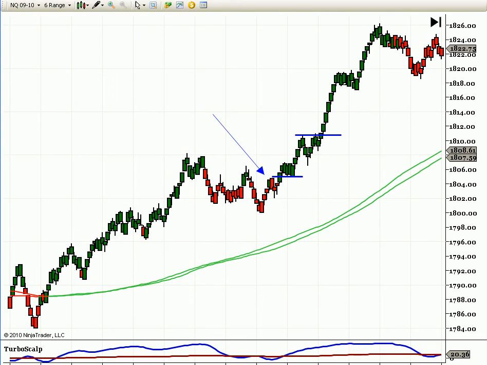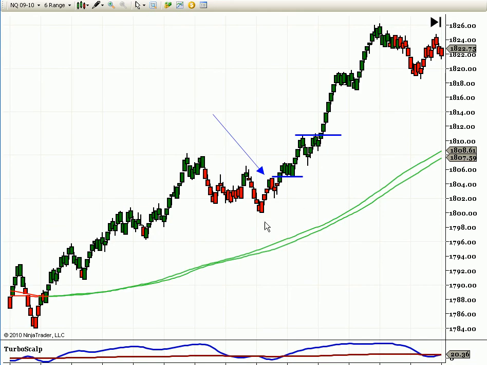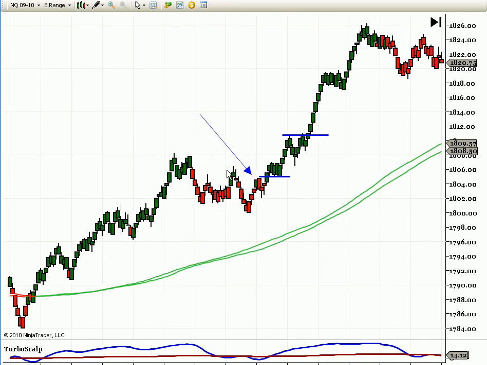Okay, so looking at the 10-minute, you can see all the bars are green. So we're confirming the small time frame with the big time frame. That's step one. Then we break down the small time frame into a way that we can repeat getting into the trade.